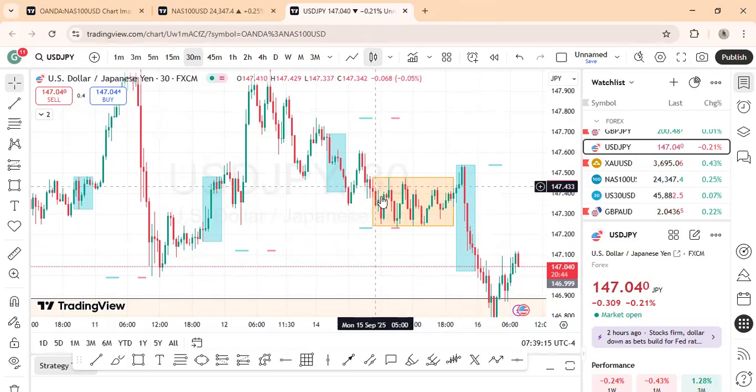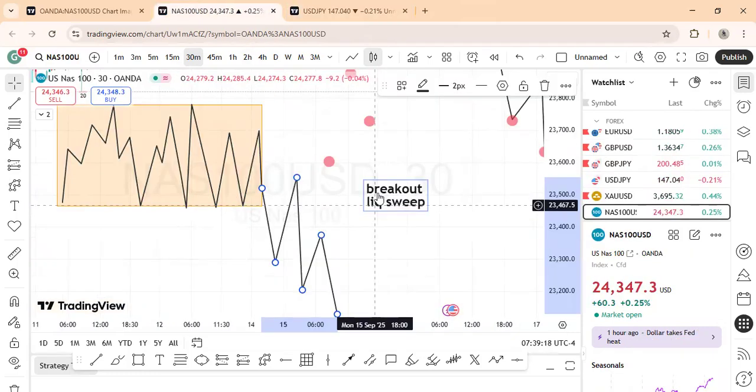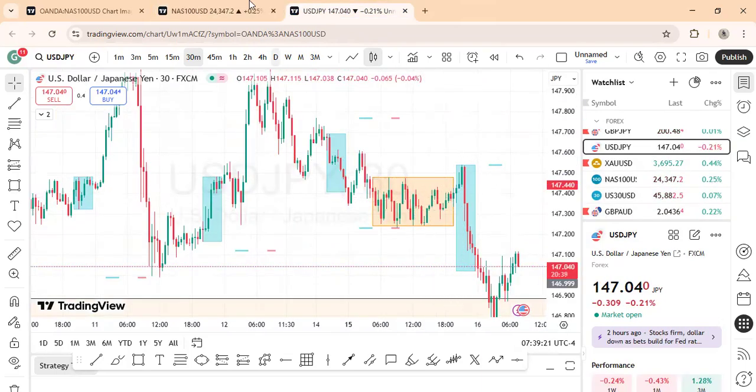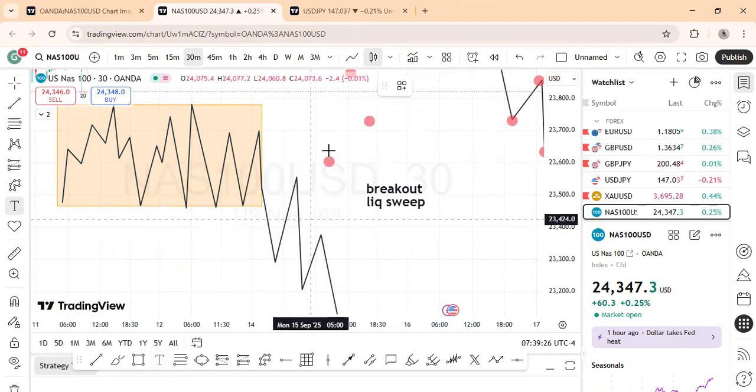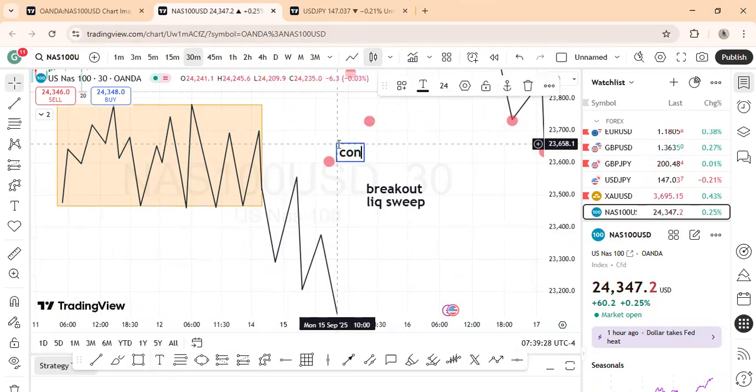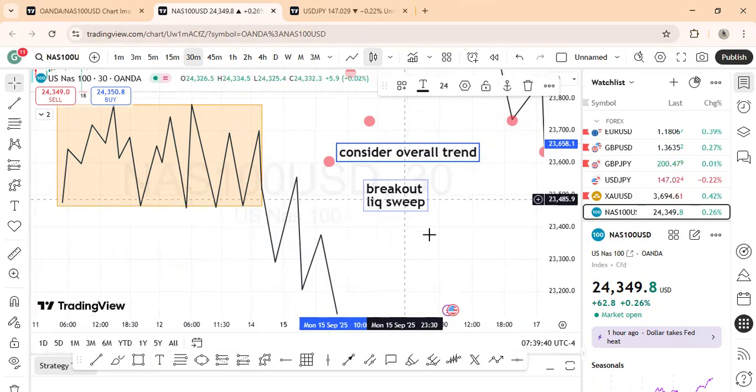Either you wait for a breakout, a very clear breakout, right? Or this. So to make your decision easier, you can also consider the overall trend. Very important. You can also consider the overall trend so that you don't make mistakes with this. So that means if the overall trend is bearish, you're waiting for a breakout to the downside or a liquidity sweep to the upside.